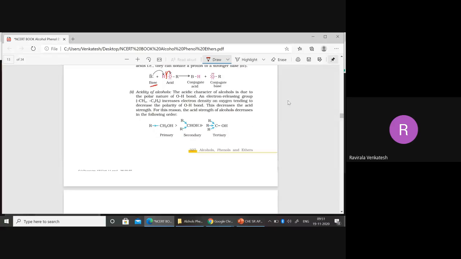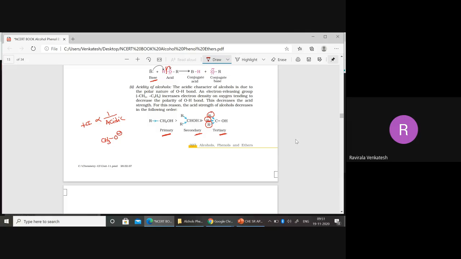Regarding the acidic character, the primary alcohols are more acidic, and tertiary alcohols are very less acidic. What is the reason behind this? The plus I groups here. How many plus I groups are there here? Three plus I groups are there. In the 11th class you have studied that plus I groups are always inversely proportional to acidic character. More plus I groups, less acidic character. Why? Because CH3OH, after releasing H plus, gives O minus. Correct or not?